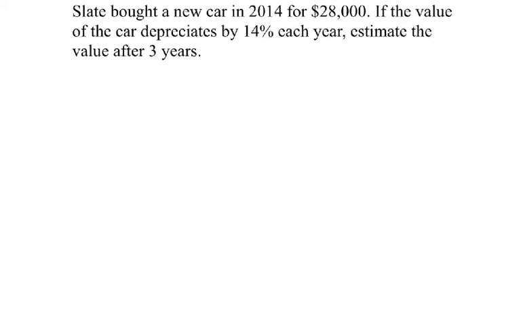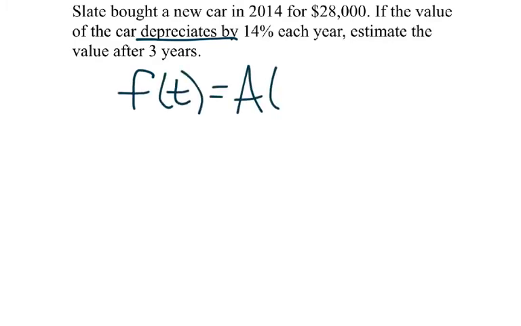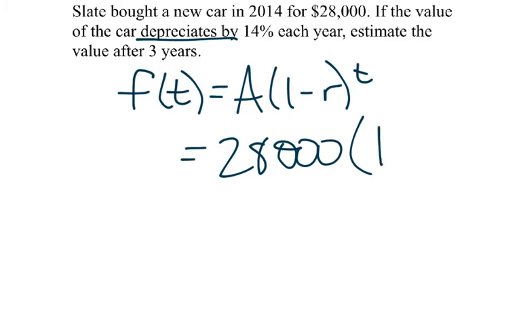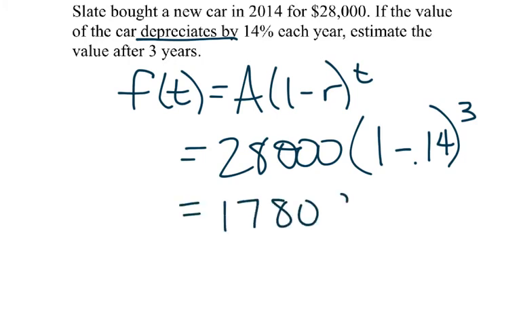Alright, this is our last one. Okay, so Slate bought a new car. Notice it says depreciate, so it's that same formula we just used. Alright, so it started out with $28,000. Okay, still going to go down by 14%. And this time, it's talking about 3 years. How much will the value be? Just type that in your calculator. Alright, so after 3 years, we have lost a whole lot of money.